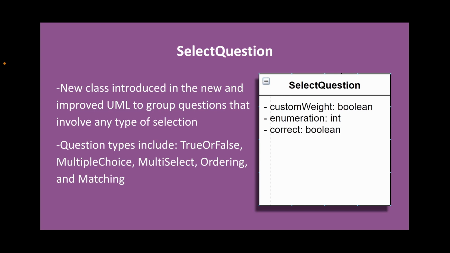The select question class is the second of the 3 superclasses that are situated in the layer between the quiz class and the questions classes. The select question class inherits attributes from the quiz class, whereas the true or false, multiple choice, multi-select, ordering, and matching classes inherit the attributes from the select class. The select questions class stores the common attributes for the questions where the person selects the answer with a mouse rather than inputting a value. The attributes inside the select question class are custom weight, enumeration, and correct.